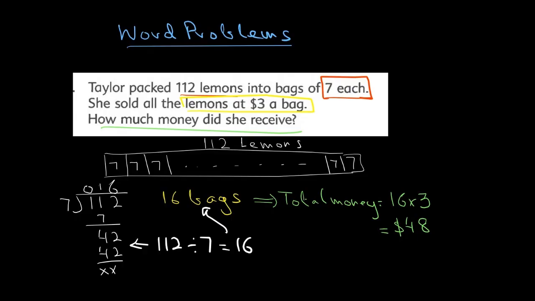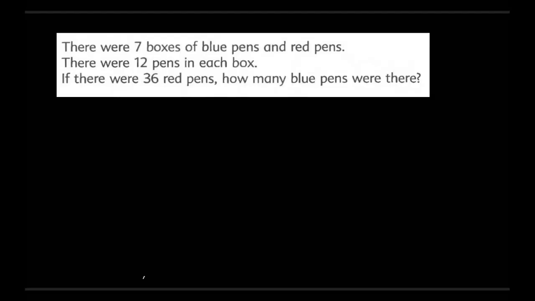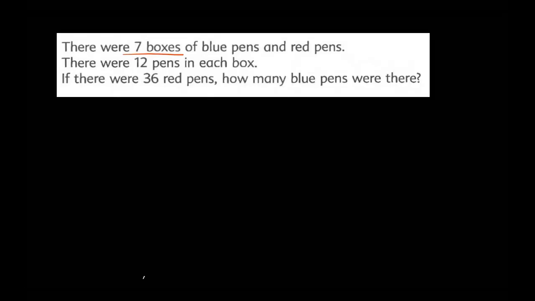Okay, let's do the next problem. There were 7 boxes of blue pens and red pens, and there were 12 pens in each box. And now if there are 36 red pens, how many blue pens are there? So let's first figure out the total number of pens.